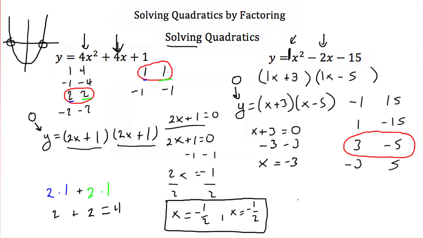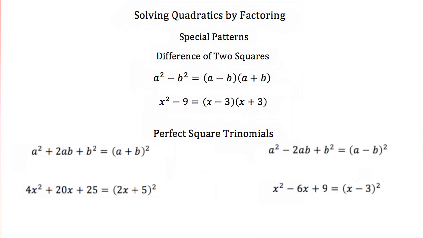And then we set our x minus 5 is equal to 0. If we add 5 to both sides, we get x is equal to 5. So our solutions then, or our zeros, or sometimes they're called roots, those solutions are x is equal to negative 3 or 5. And the last thing we're going to talk about are special patterns when we're factoring.